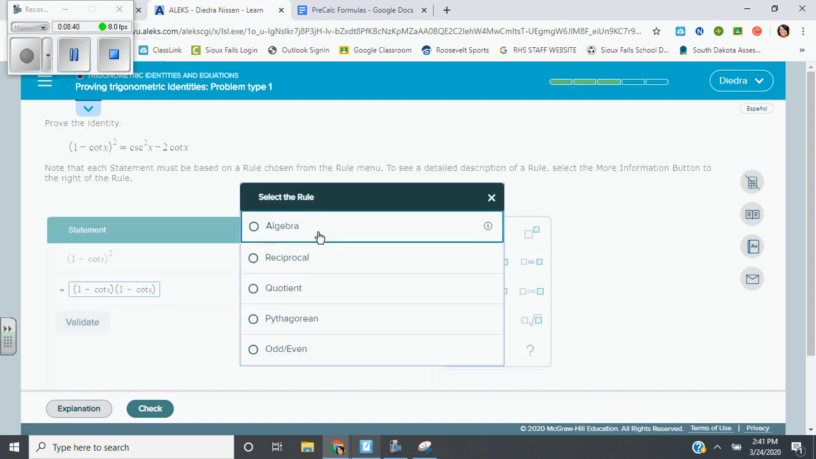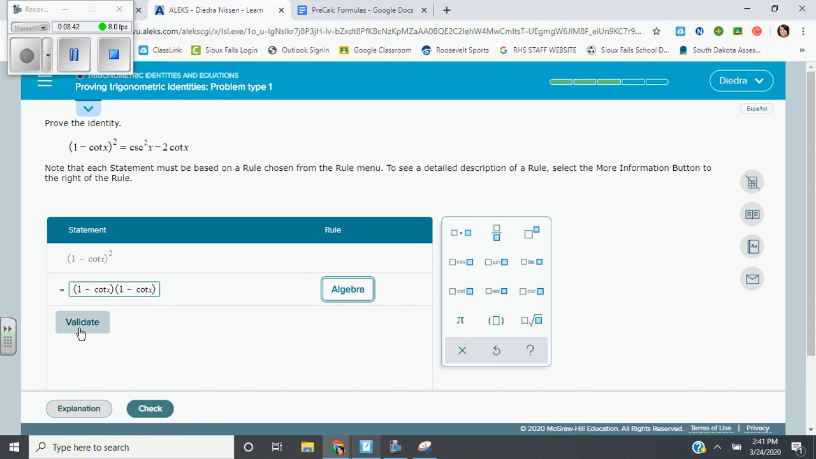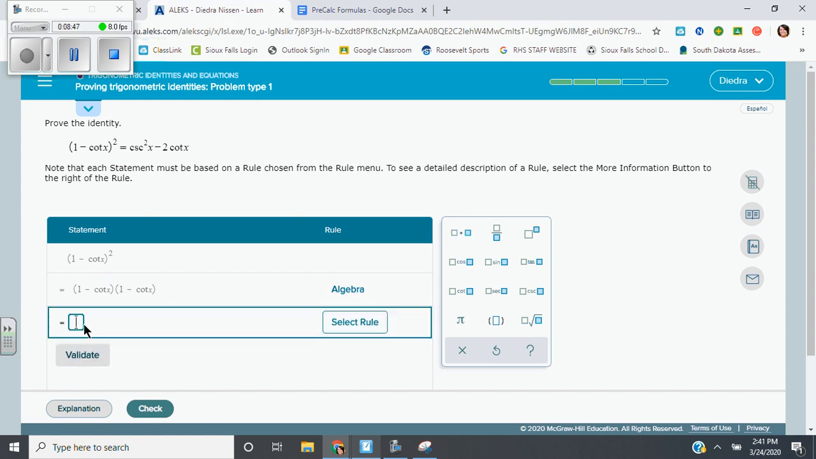Now, what I did was I just did an algebra step and separated those. I'm going to see if that's what it wants me to do for that first step. So I'm going to hit validate, and it is. Okay, so the next thing, once we've written it out twice, is we want to multiply these together. So we're going to take 1 times 1, which is going to give us 1. And we're going to take 1 times negative cotangent of x, which is going to give us negative cotangent. Then we're going to take negative cotangent of x times 1. So that's going to give us 2 negative cotangents.